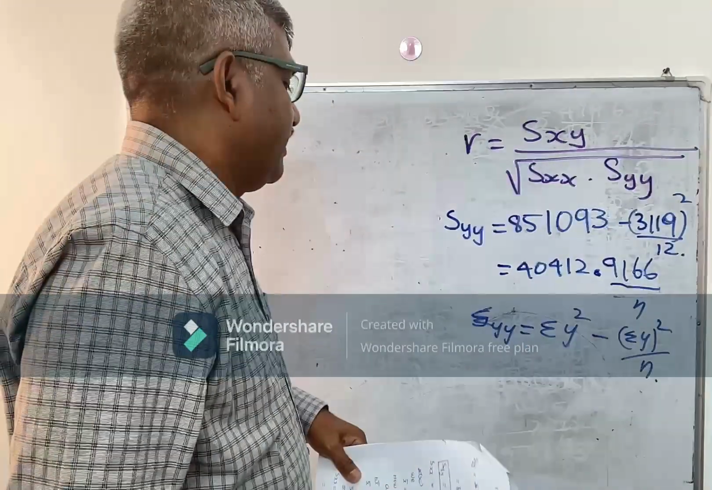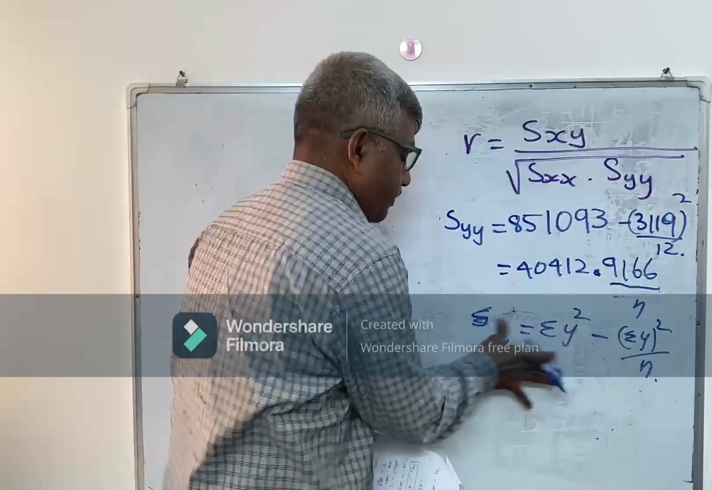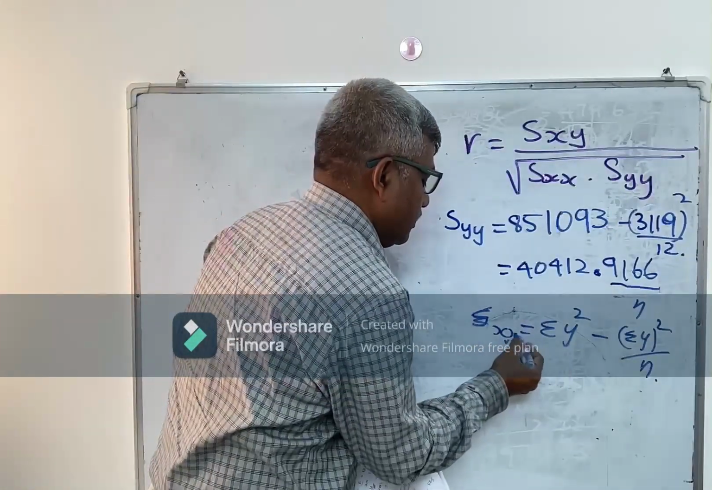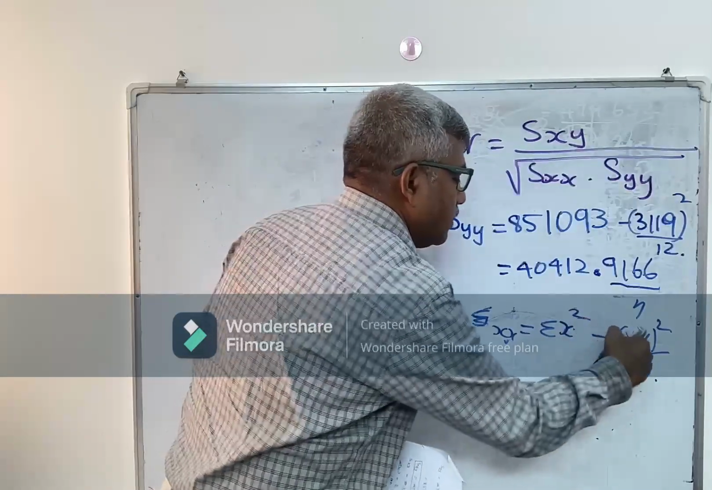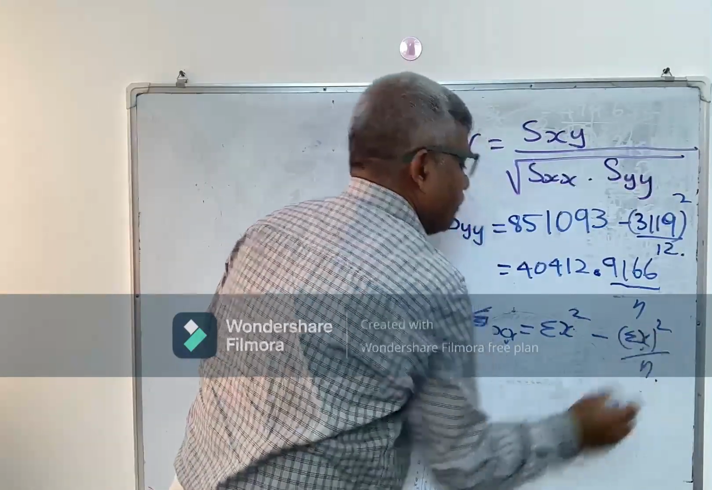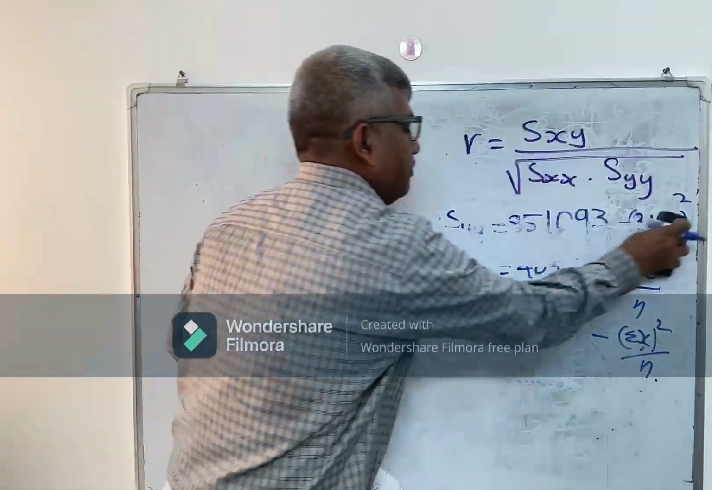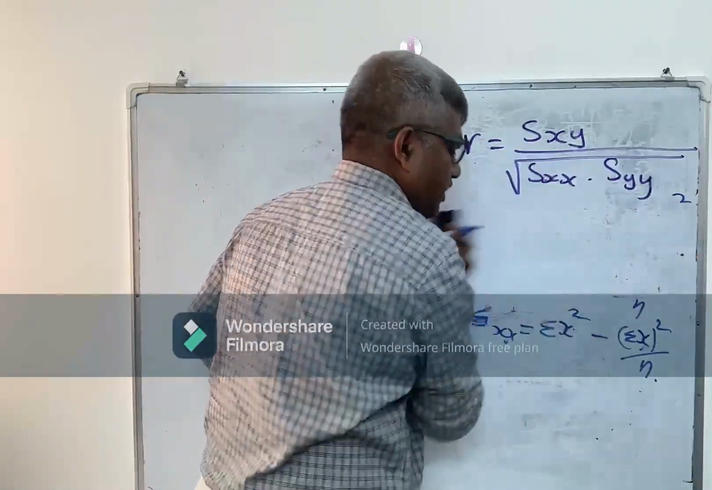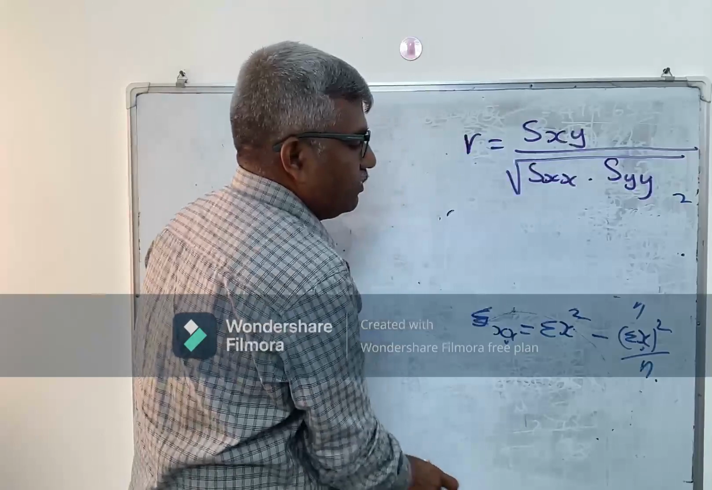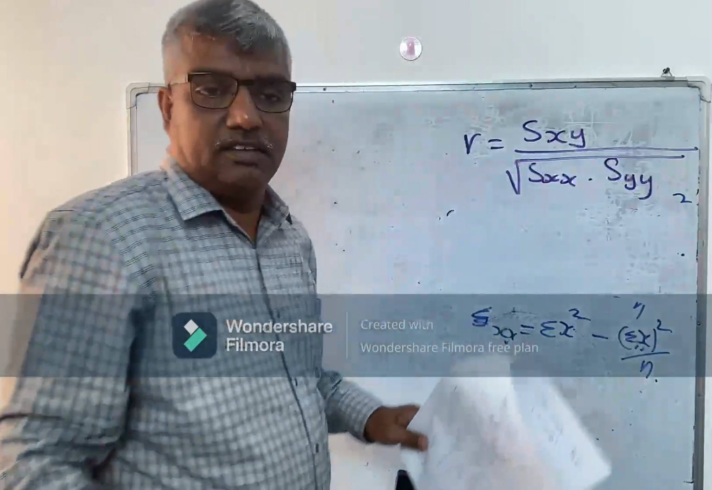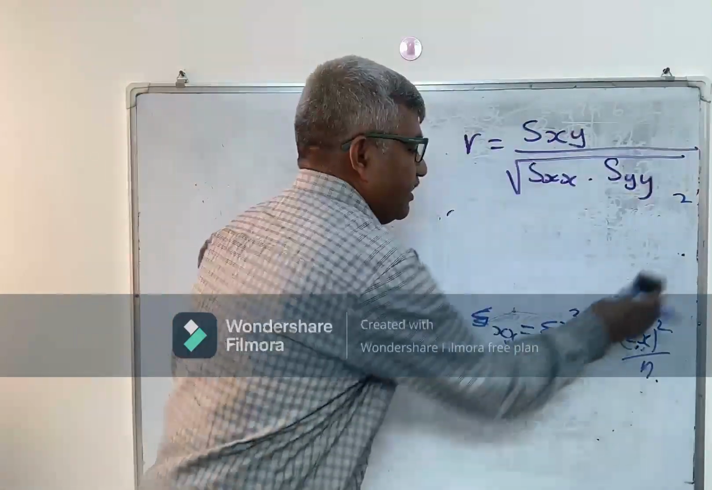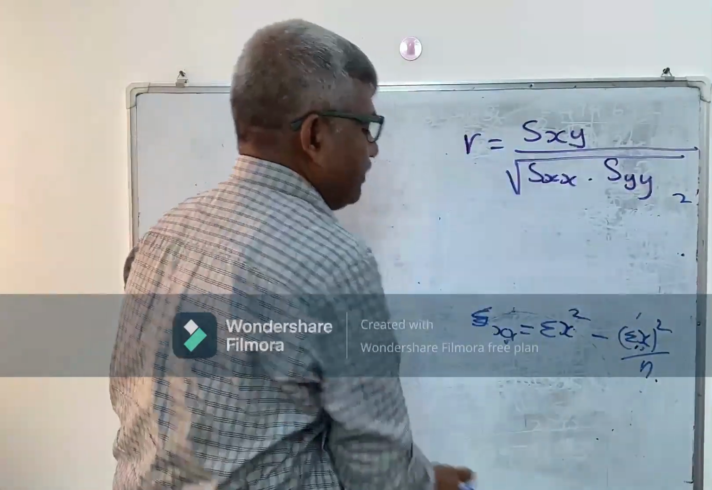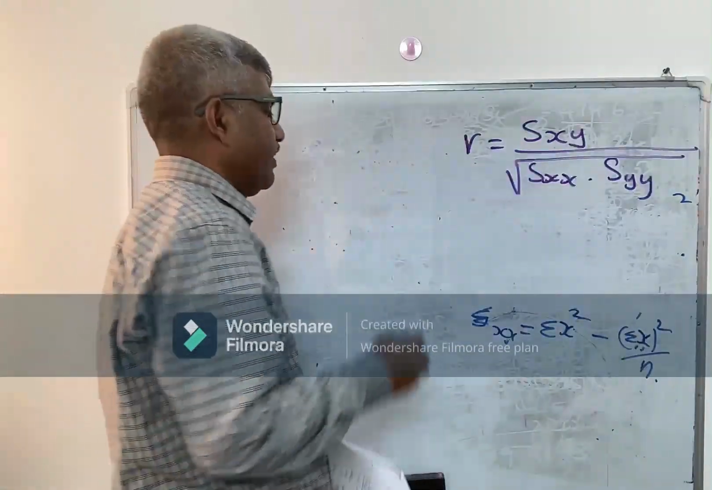Sxx. What is the problem with Sxx? We don't know sigma x. They have not given the sigma x value. How to find the sigma x?